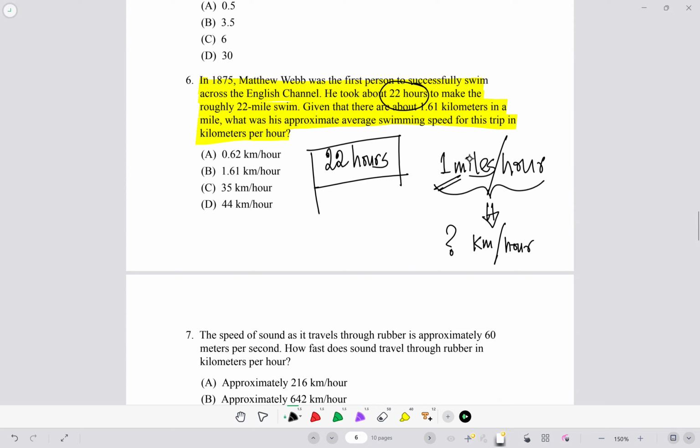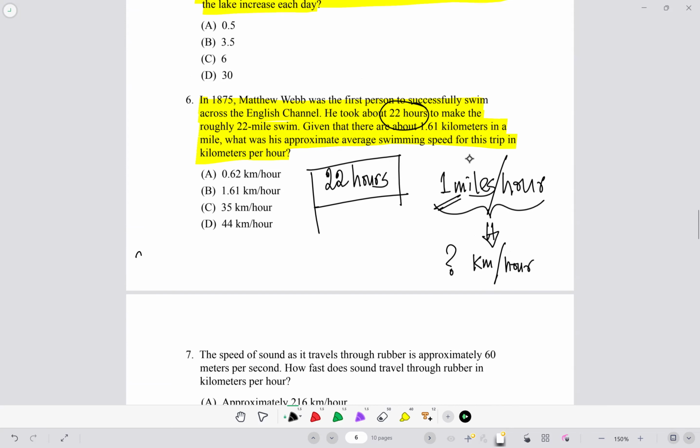So you can do it in two different ways. For example, he has swum 22 miles. That is basically 22 miles equals 22 times 1.61 kilometers. That is going to be an answer in terms of kilometer unit. And you can then just divide this answer by 22, and then you are going to get the kilometer per hour answer.